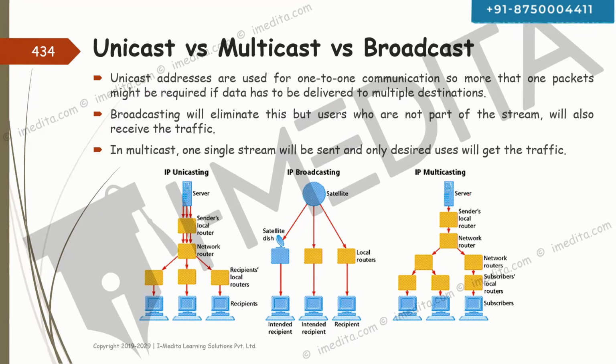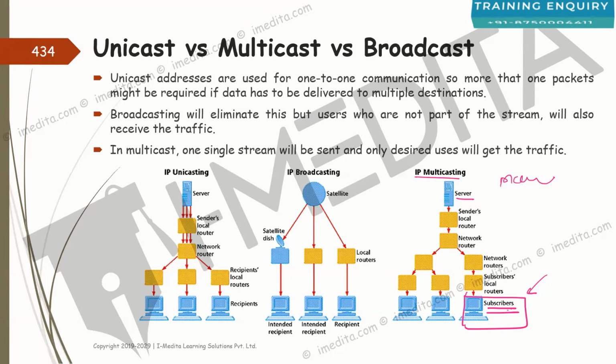However, in case of multicasting, the server generates the packet and multicasts that packet. That multicast packet is going to be received only by those devices which have subscribed to that particular traffic. A multicast packet is only received successfully by those devices which have subscribed to that particular traffic, or stream, which is the correct word.